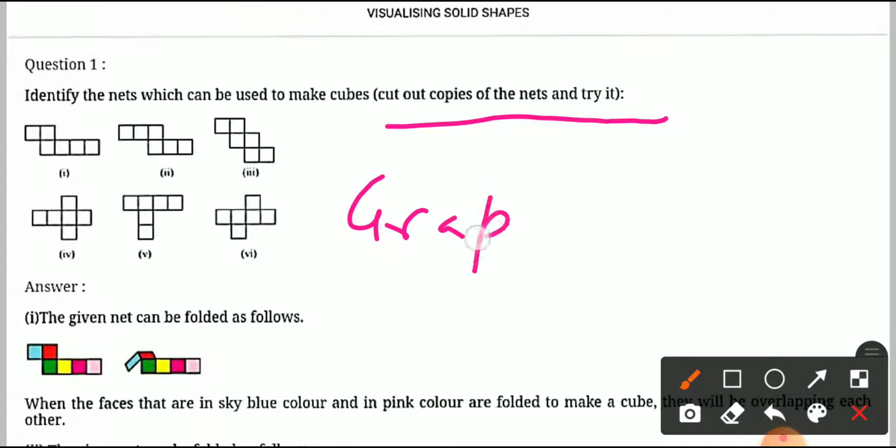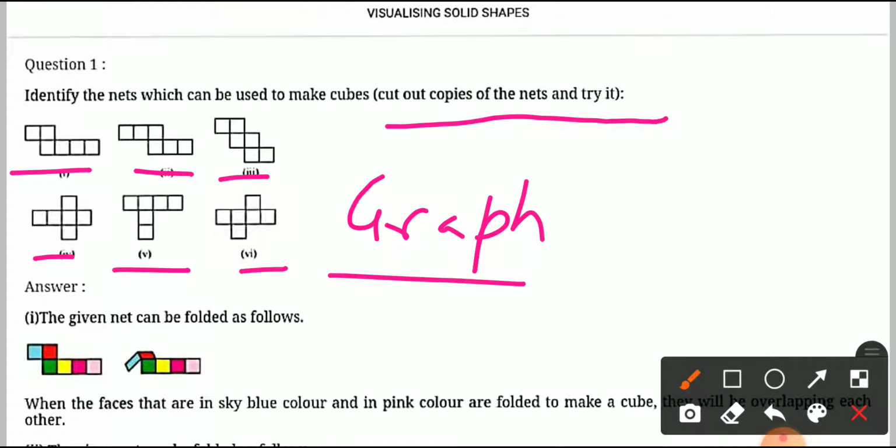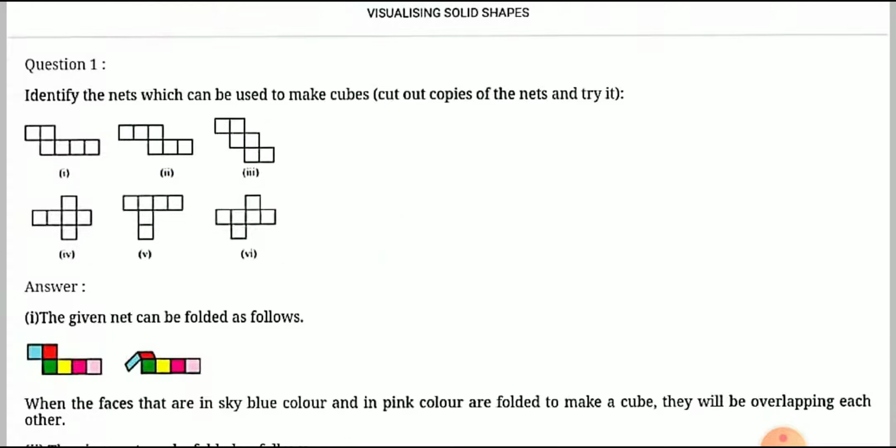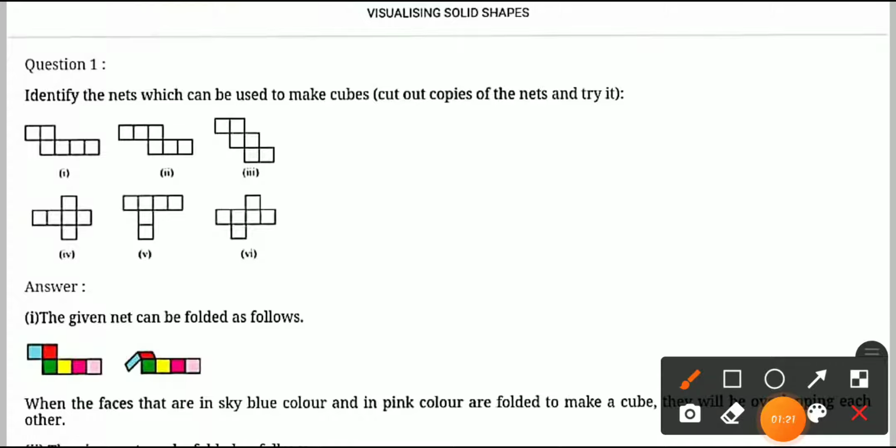After that you try folding it. Try to make a cube while folding it. Cube means you have to fold and make the box like this. If it is possible to make a cube with these nets, then this is the net of a cube, otherwise not. So this is the part which you have to do at home.